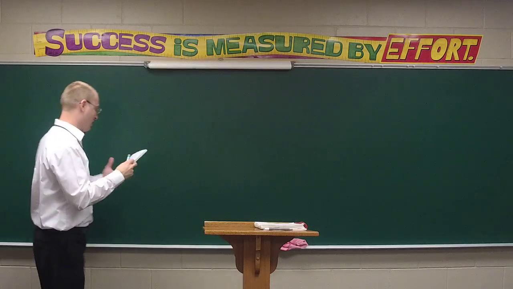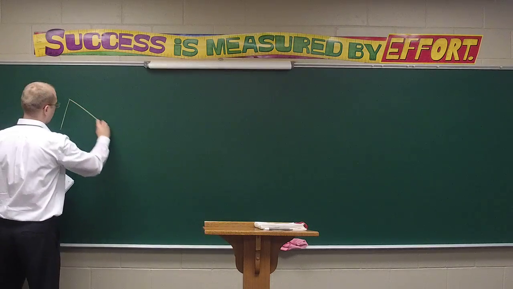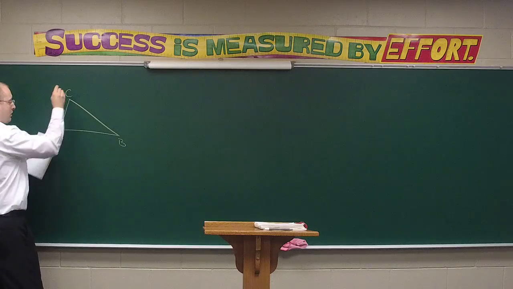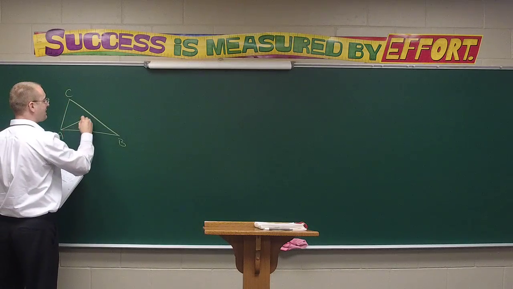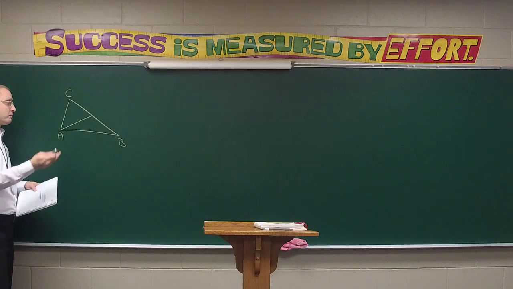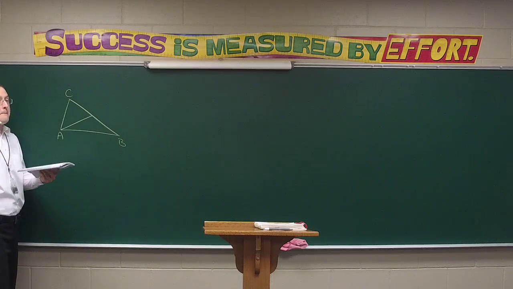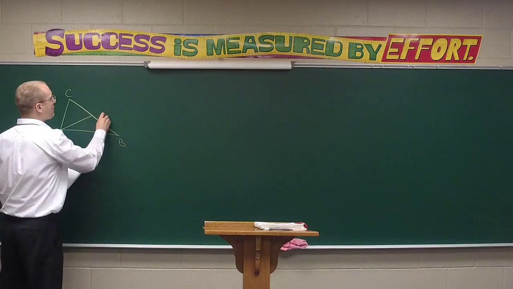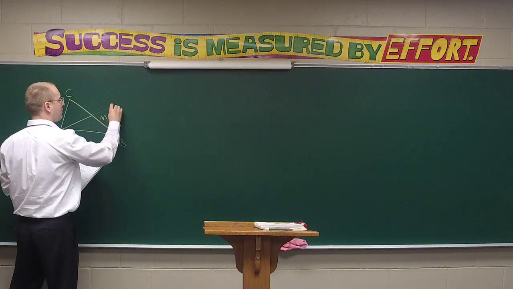So we were given triangle ABC. We were given a median. Ding, ding, ding, ding, ding. What does median mean? It's a line that goes from a vertex to a midpoint. So hopefully we're thinking midpoint here. Call this point M. And then we extended AM.